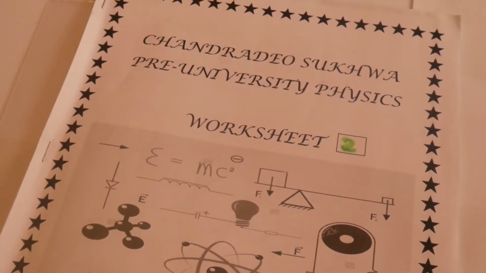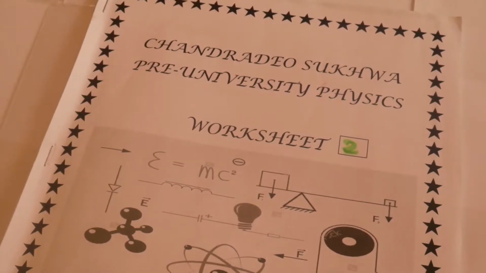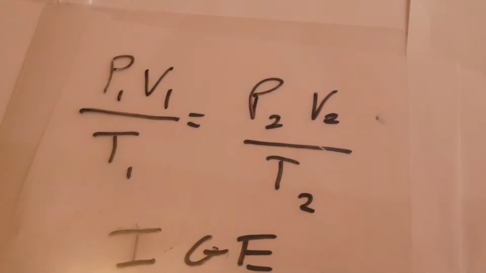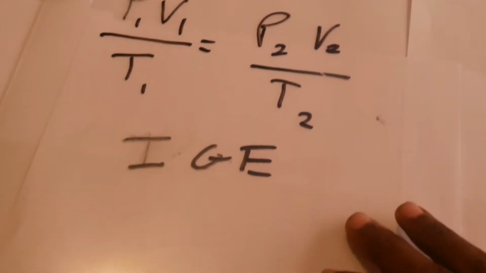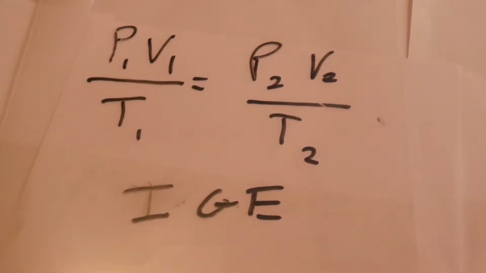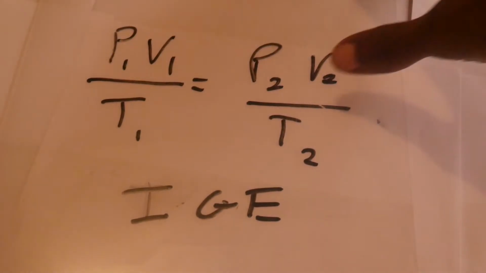Alright, so now we do worksheet 2 very quickly. Worksheet 2, we have questions on the gas laws and heat. Now, for the gas law questions, we'll be using the ideal gas equation, which is P1V1 divided by T1 is equal to P2V2 divided by T2.